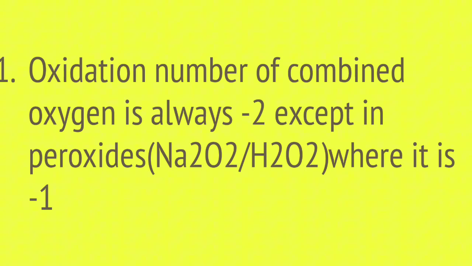when it is in a combined state, unless that particular compound is a peroxide, and we only have 2 peroxides, that is sodium peroxide and hydrogen peroxide. That is the only case where we assign oxygen an oxidation number of -1. In all the other compounds, the oxidation number is -2.